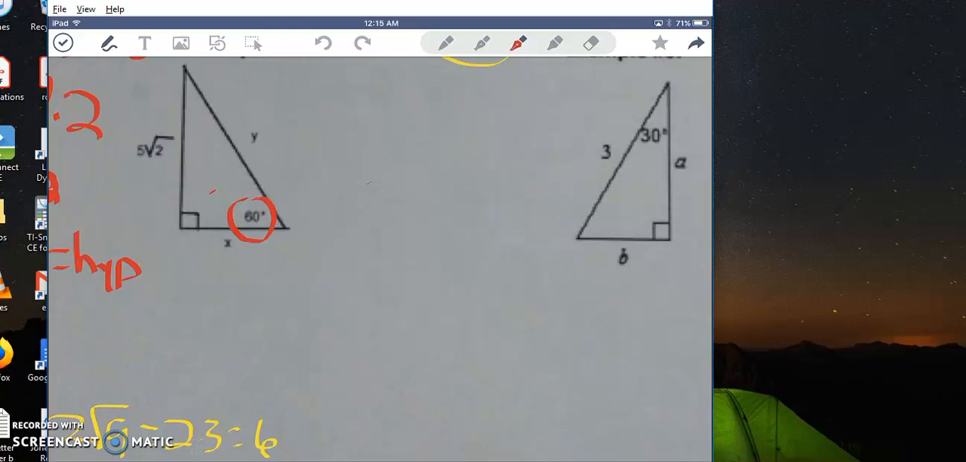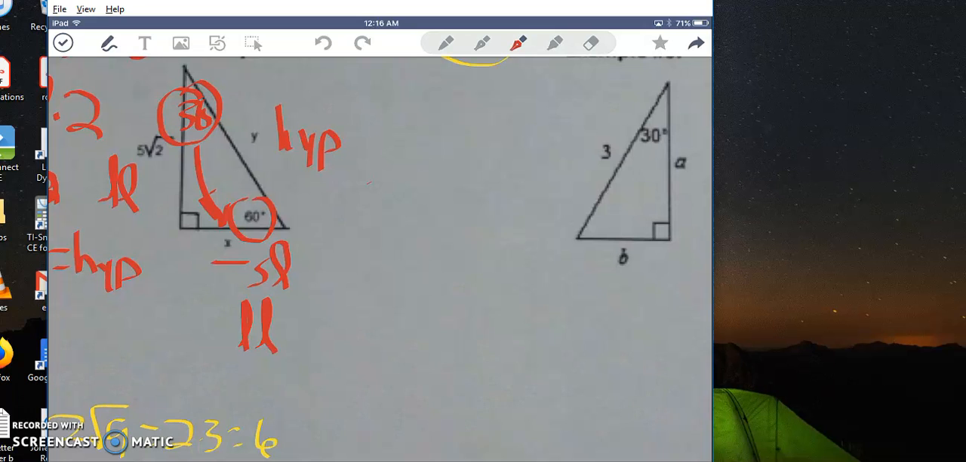In this problem, you notice that this is the 60, that makes this the 30. So this is going to be the shortest angle. The opposite side is going to be your shortest leg. So this is the short leg, this is the hypotenuse, and this side is the long leg. Remember, to find the short leg, we need to have the long leg divided by radical 3. So in this situation, we have 5 radical 2 divided by radical 3.